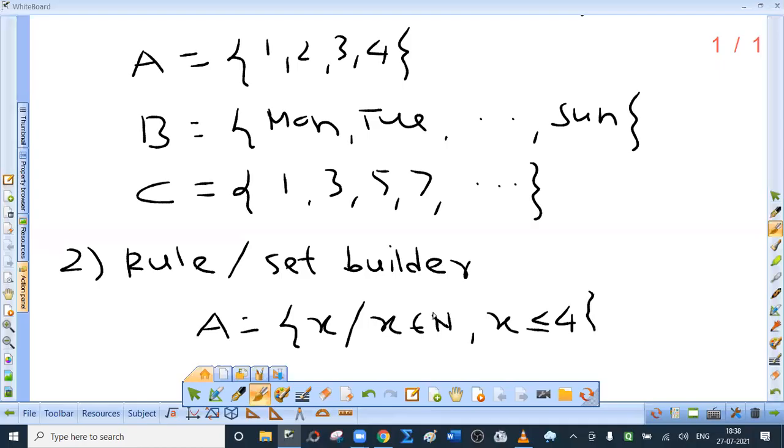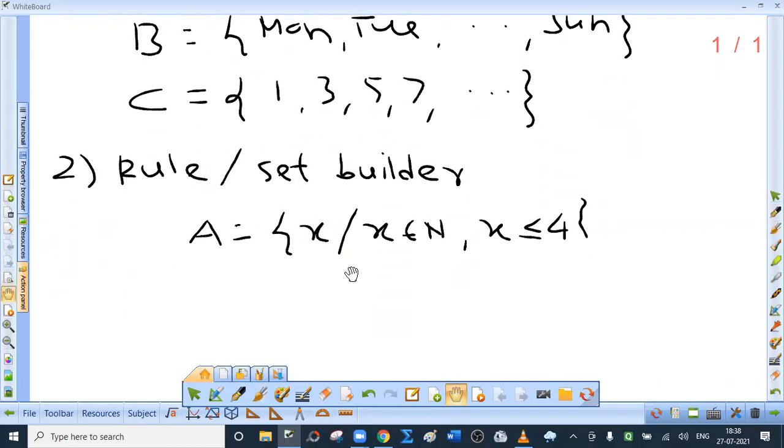Now, if 0 is included, it is called the set of whole numbers. W is the set of whole numbers: 0, 1, 2, 3 up to infinity. It is an infinite set. Then capital I or capital Z is called the set of integers. I hope you know this particular set. It is ..., -2, -1, 0, 1, 2, .... So this is the set of integers.